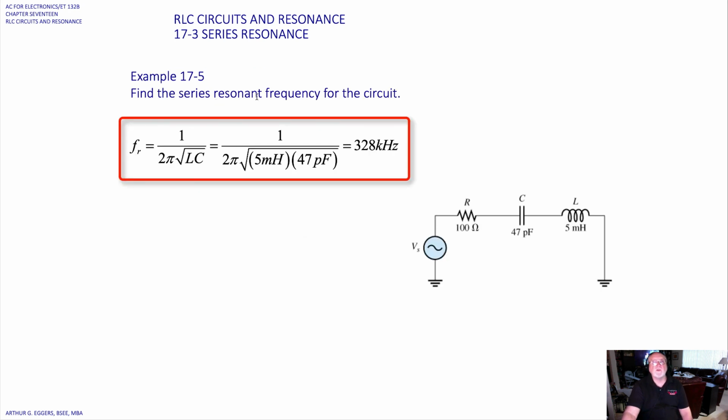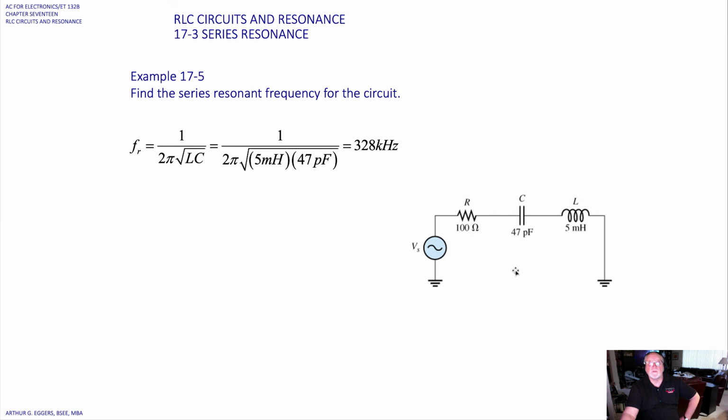We can see here, find the resonant frequency then for the circuit. We're given 100 ohms, 47 picofarads, 5 millihenries. Okay, so at this point we need those two pure values for the units. We plug them into the relationship, 5 millihenries, 47 picofarads. Run it through your calculator, you get 328 kHz as the resonant frequency for this circuit.